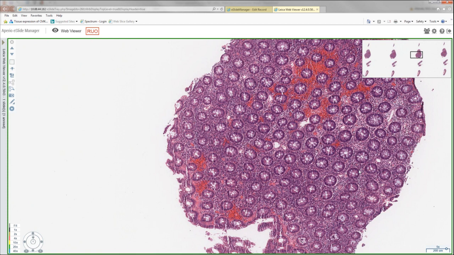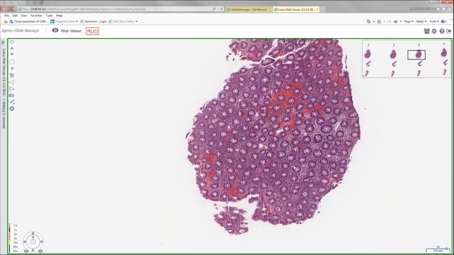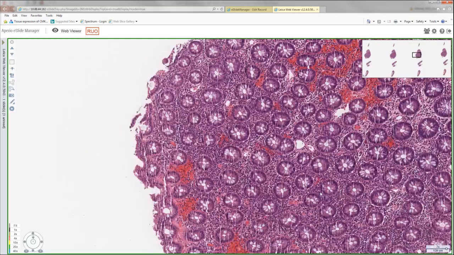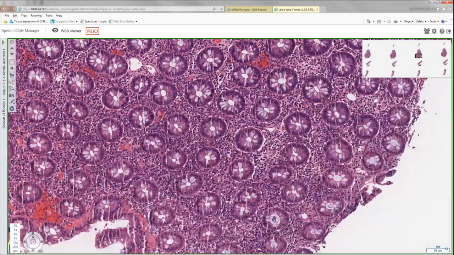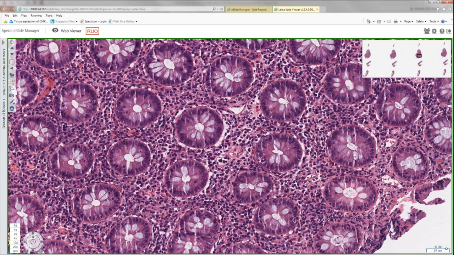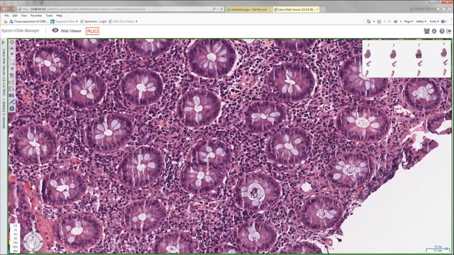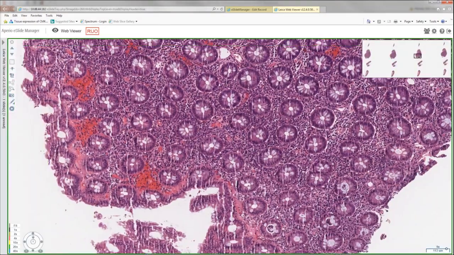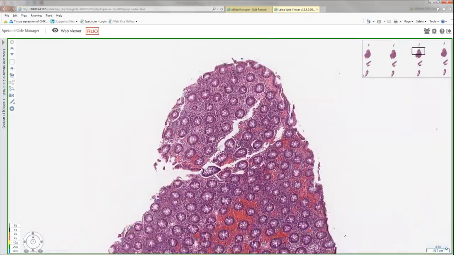And as you are gonna see throughout my presentation, I like to see the low power view first. I like to look at the architecture and my low power impression first, and then I get closer to look at specific features that I wanna see. The other thing that I can pick up in this case is not only a normal architecture, but a blue lamina propria. That tells me there's something going on here, and I'm not gonna dismiss this case just yet. As we get closer in this case, we can appreciate there's some intraepithelial lymphocytosis, maybe a rare apoptotic body, but the lamina propria is quite blue.